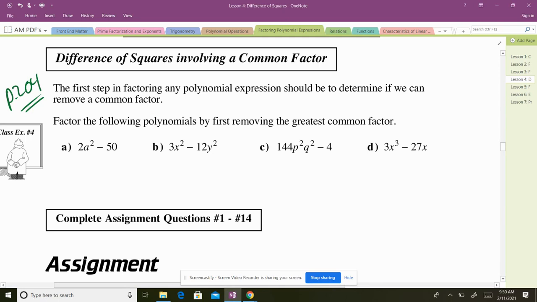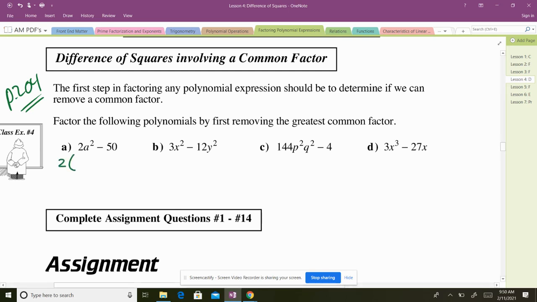Okay, page 204. So these ones, we have two terms separated by a minus sign, so we want to think it's a difference of squares. However, can you square root 2 and get a nice whole number? No. Can you square root 50 and get a nice whole number? No. But is there a common factor between 2 and 50? 2. So you can take out a common factor.